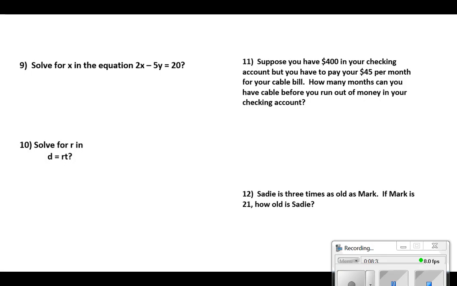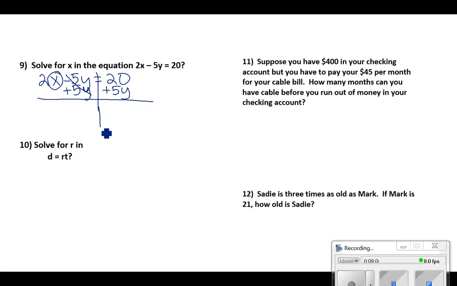Question 9. Solve for x in the equation 2x minus 5y equals 20. So for this one, we're not solving for a number answer. We're rearranging the equation so it's solved for x. 2x minus 5y equals 20. I'm going to draw a line down the equal sign. I know I'm solving for x. So I'm going to start by moving the minus 5y. To do that, we would add 5y to both sides.